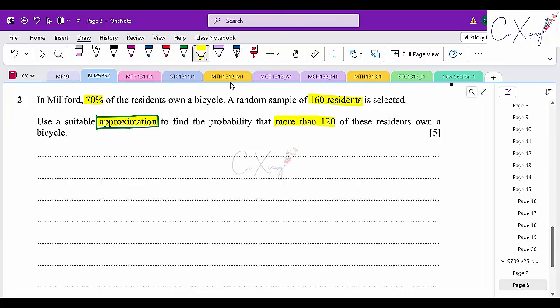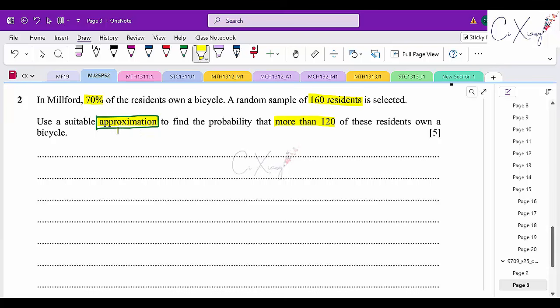More than 120. Right, so there are a few important keywords here. The first keyword is approximation. So that means we are going to change one distribution to another one. In our AS syllabus for Statistics 1, there's only one type of approximation where we are changing binomial to normal. So this is a very obvious keyword for us to identify. And then after that, you need to know that this original distribution is binomial. Therefore, you want to change it to normal.